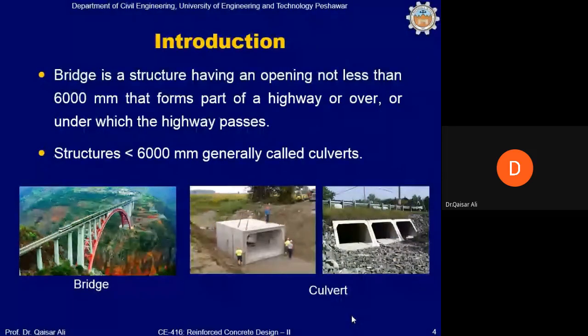Then structurally, there are many types of culverts, box culverts, like you can see in the figure in the middle. And in the figure on the right, you can also see a multi-cell culvert and a unicell culvert. And there can be many other types of culverts depending on the span, depending on the structure, depending on the material. On the left, you can see a bridge, which is basically an arch bridge, a truss arch bridge.